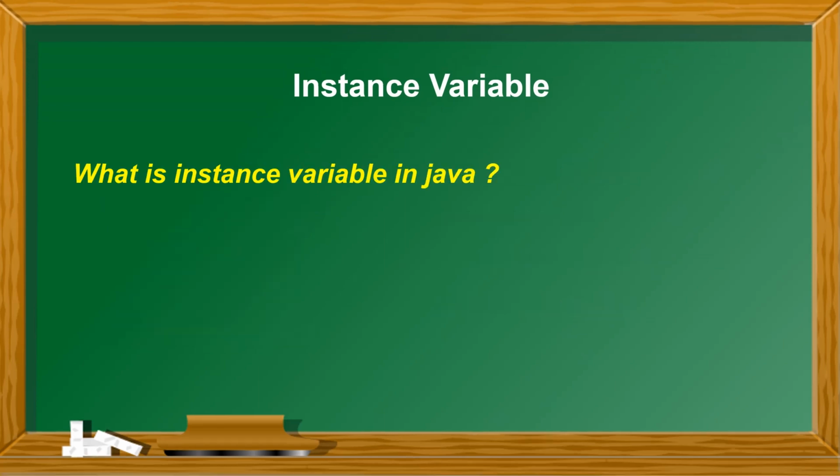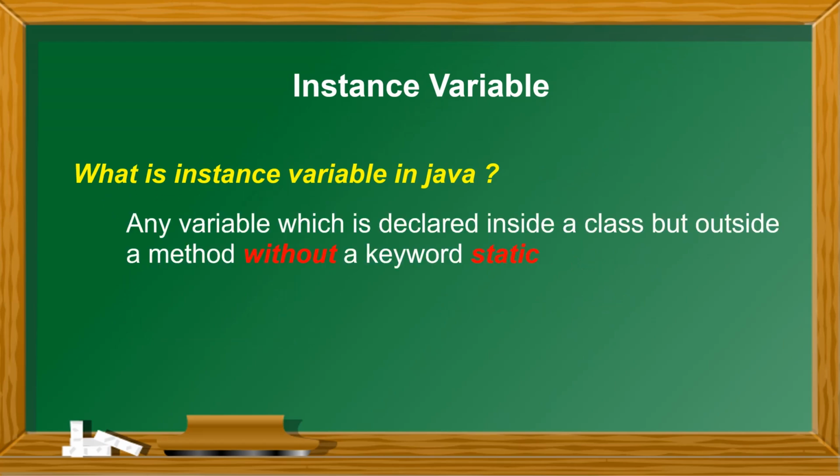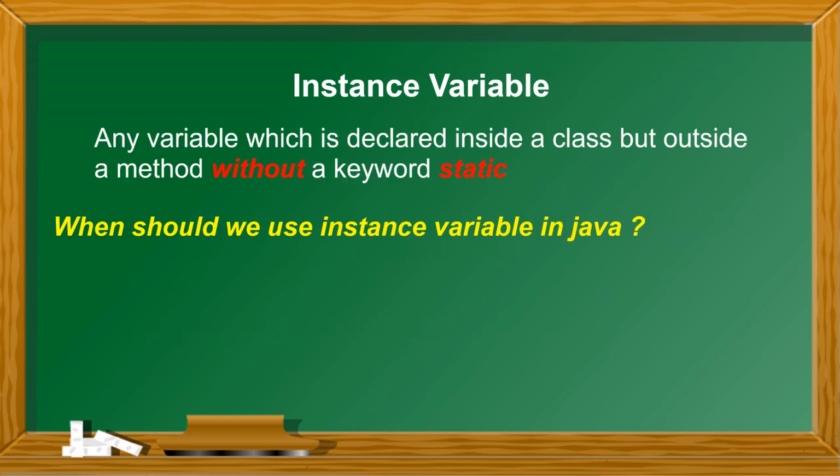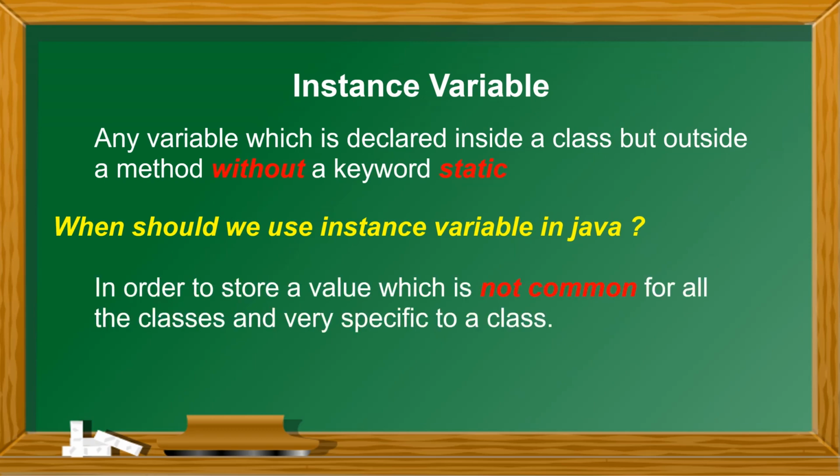What is an instance variable in Java? Any variable which is declared inside a class but outside a method without the keyword static is what we call an instance variable. Instance variables support default values, so if you don't initialize the instance variable, it still provides the default values. When should we use instance variables in Java? When we want to store a value which is not common for all the classes and is very specific to a class, that's the scenario where we are supposed to use instance variables.